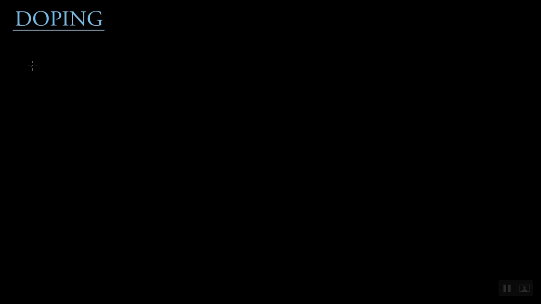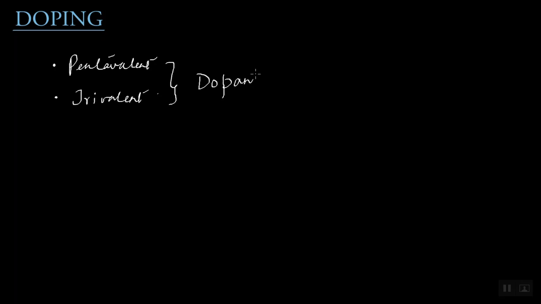Okay, and the impurity atoms that we use can be either pentavalent or trivalent. Got it? And these impurity atoms added are called dopants. Okay, so what are dopants? Dopants are the impurity atoms that you add to an intrinsic semiconductor so as to increase the electrical conductivity of the semiconductor. Is that clear?